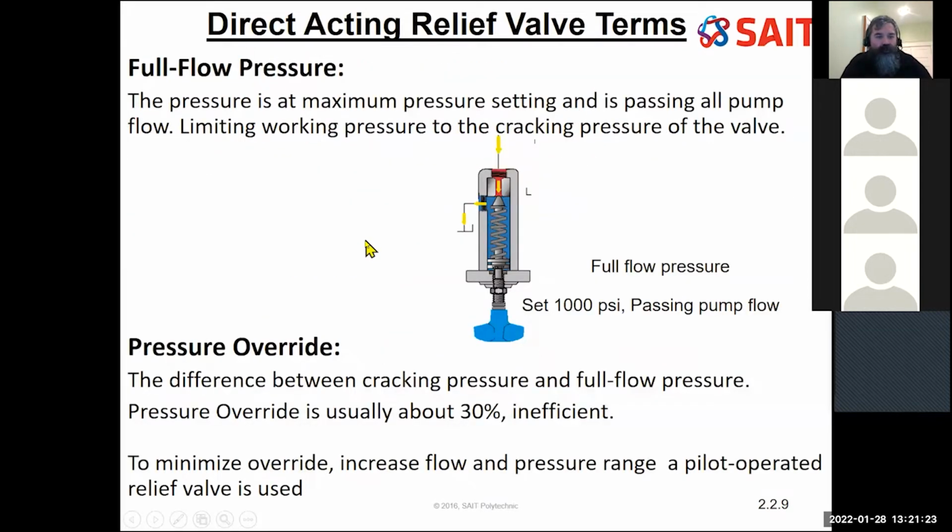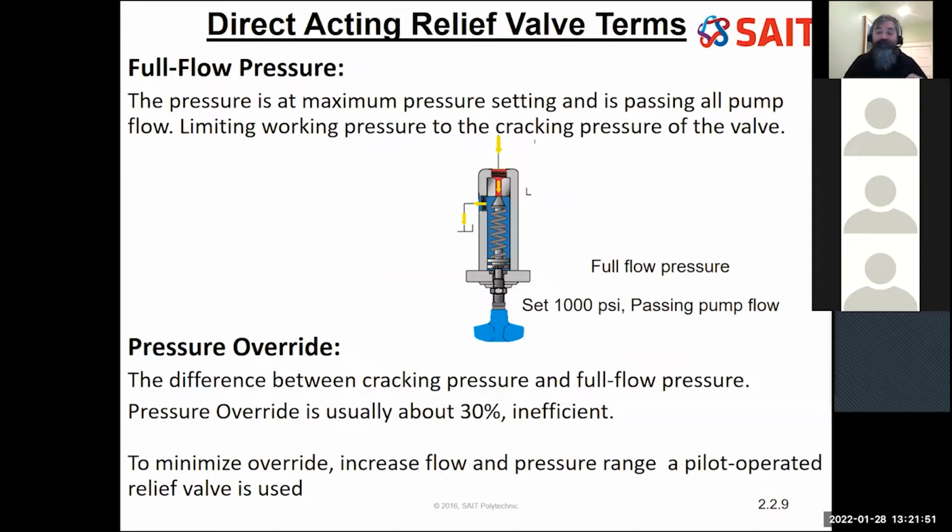Full flow pressure, I talked about that. Pressure override is the difference between the cracking pressure and the fully open pressure. Now this, as I said, is a problem if I'm operating up near the peak of this setting, because it's costing me money. I am spending money generating flow at pressure and diverting it straight to tank when it should be doing some work for me. So it's not the most efficient thing we want.